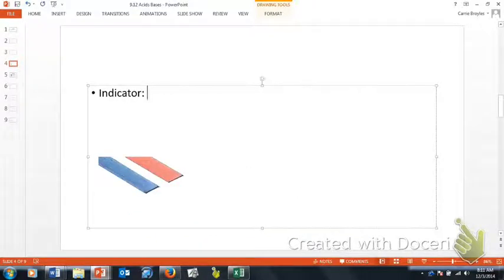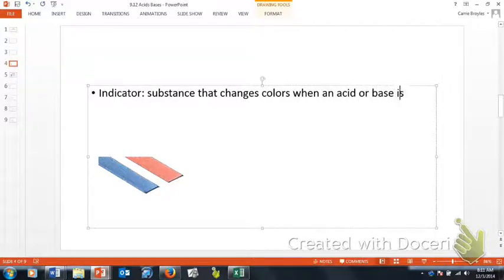Now, the last thing that we need to know for acids and bases is how are we going to test to determine whether it's an acid or a base. And this is called an indicator. So an indicator is a substance that changes colors when an acid or base is added to it. An example of this is what you see down here below, and that would be litmus paper.